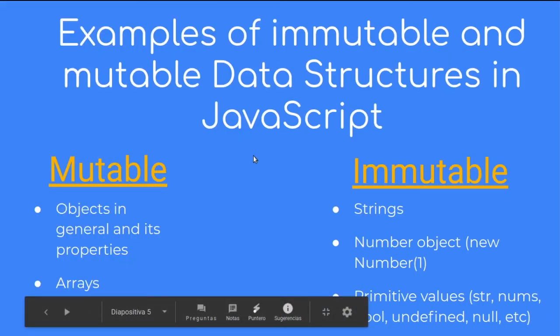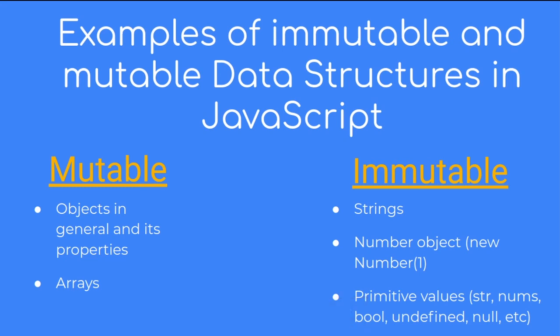Okay, so let's see some examples of the data structures in JavaScript, because it's right now the scope of this channel. The mutable data structures in JavaScript are the objects in general, and the properties of the objects, and the arrays. If you modify the array, it's going to be modified in the address that it is assigned in memory, so it's going to be mutable. What data structures are immutable?